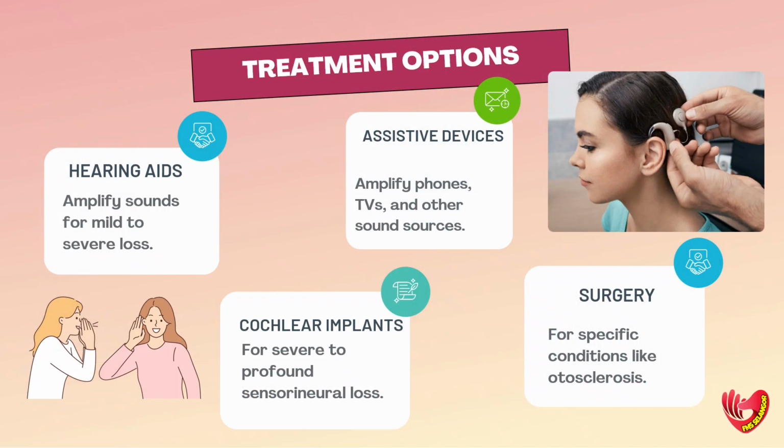What are the treatment options for hearing loss? Hearing aids amplify sounds and are suitable for individuals with mild to severe hearing loss. Assistive devices enhance the volume of phones, televisions, and other sound sources, improving accessibility. Cochlear implants are designed for those with severe to profound sensorineural hearing loss, providing direct stimulation to the auditory nerve. And lastly, a surgical procedure is for those who are indicated.